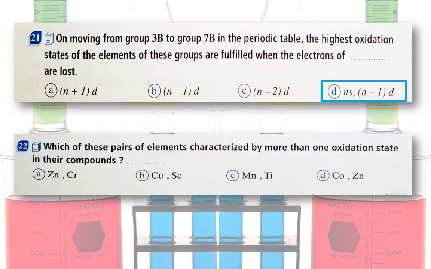Another question, question number 22, which of these pairs of elements is characterized by more than one oxidation state in their compounds? I think it's easy. Manganese and titanium, they have more than one.